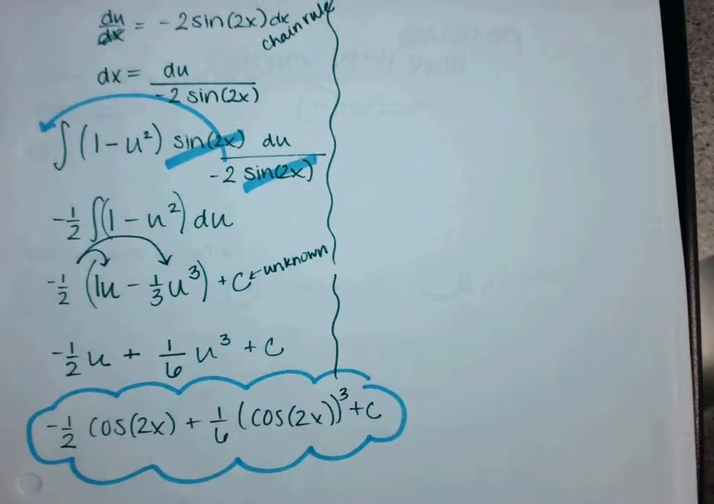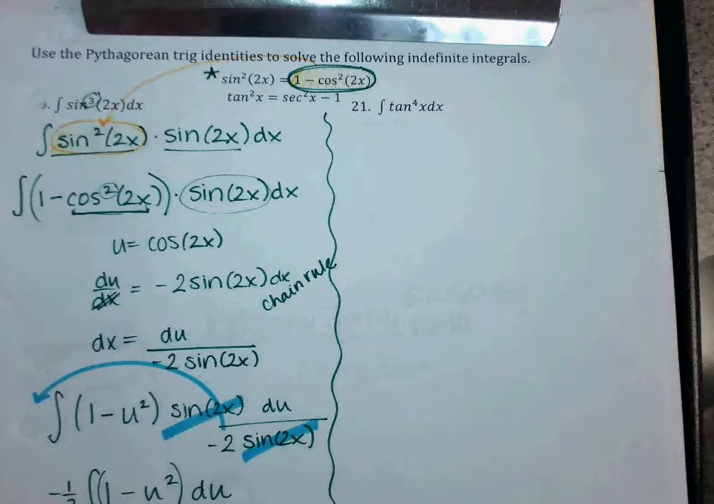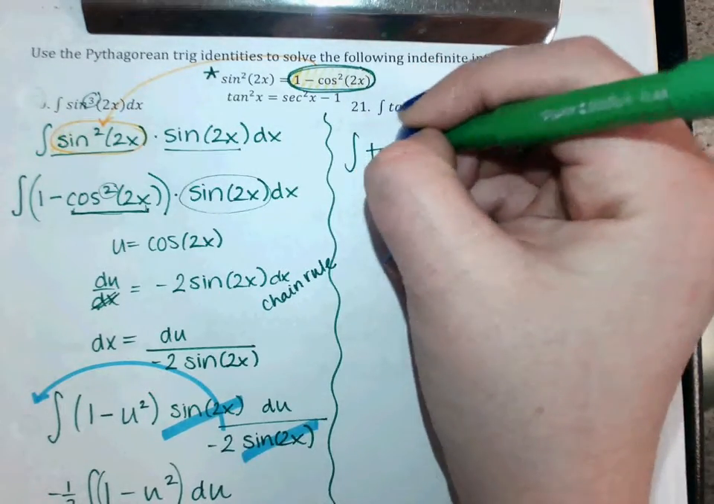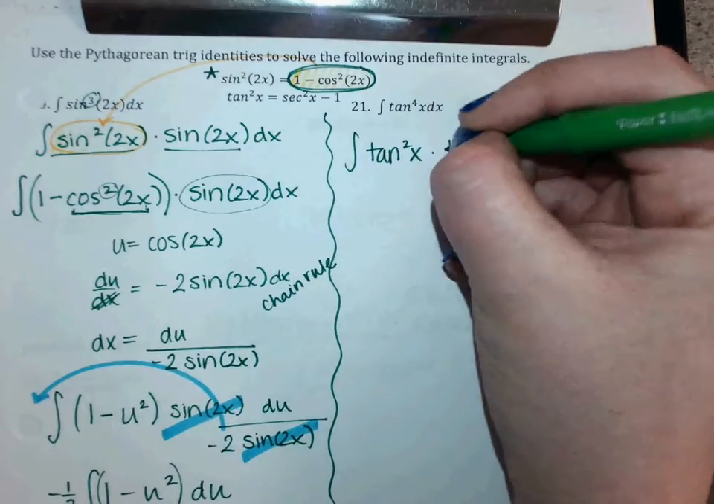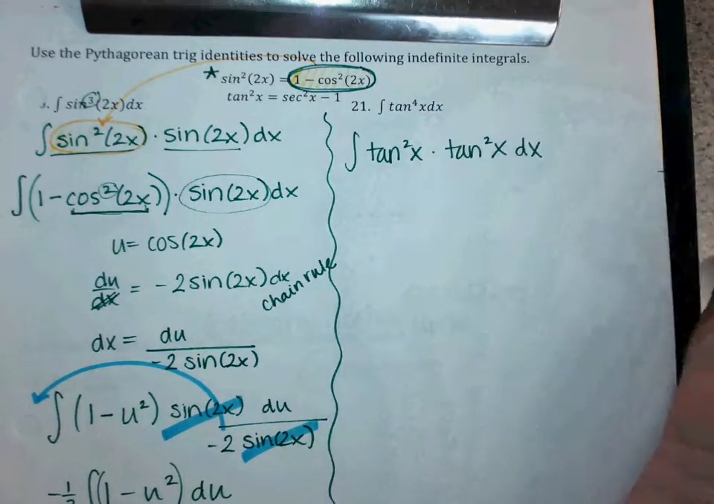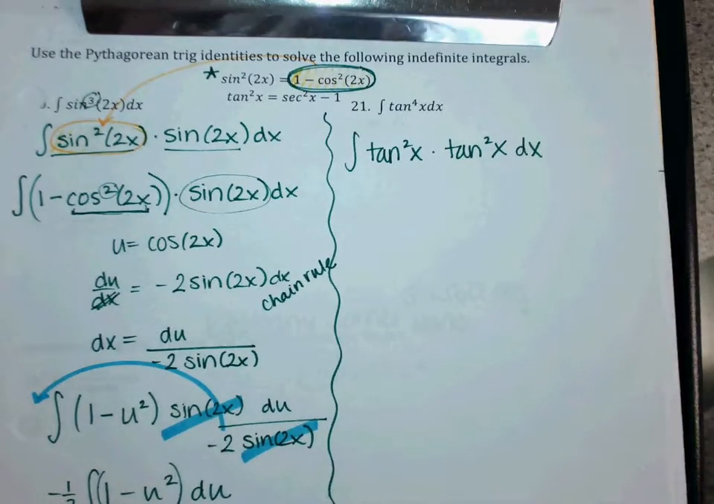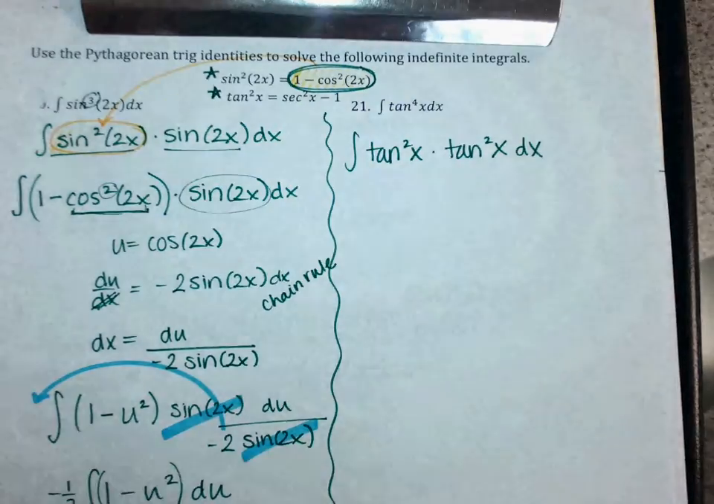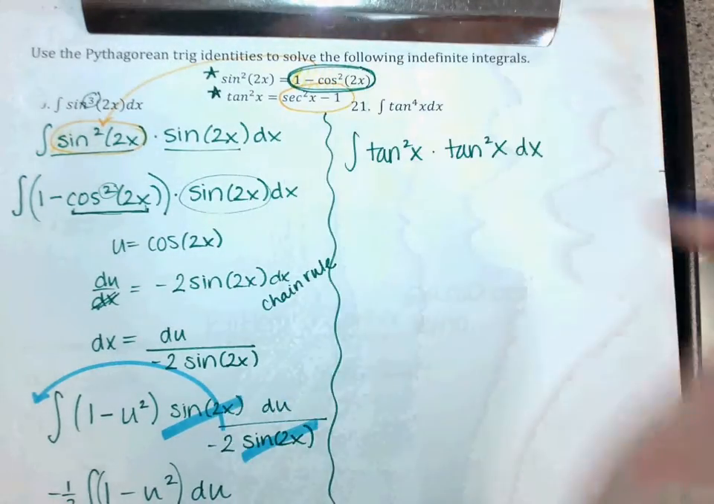So, first thing I'm going to do is take my tan to the 4th and split it up into a tan squared x times a tan squared x. Now, why am I splitting them up? Well, remember that my identity up here says that I can replace tan squared with secant squared minus 1.